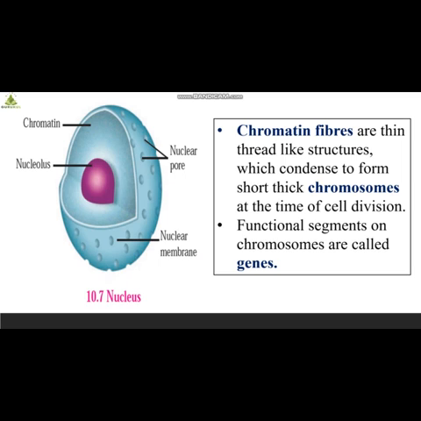Chromatin fibers are thin thread-like structures which condense to form short, thick chromosomes. Students, chromatin fibers form chromosomes at the time of cell division. When the process of cell division arrives, the chromatin fibers condense, they shrink into chromosomes. Functional segments on the chromosomes are called genes. So the very famous term genes has arrived now. Where are genes present? They are present inside the nucleus, as functional segments on the chromosomes.